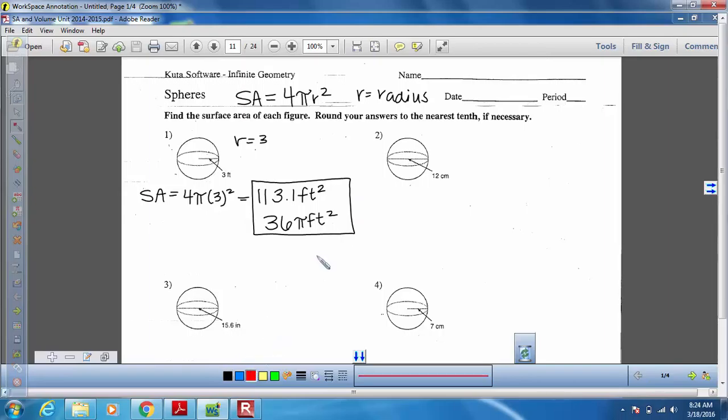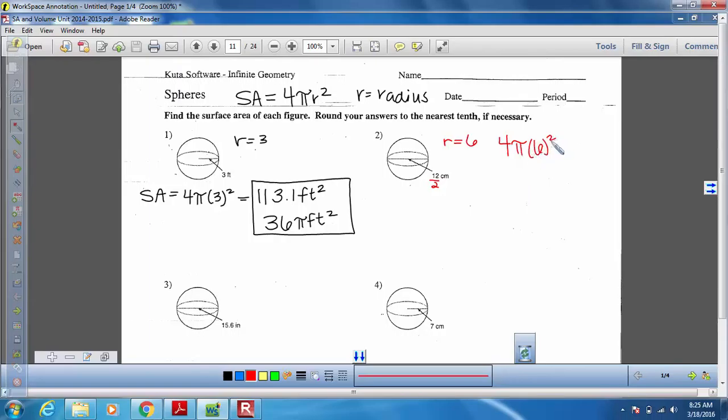Alright, let's try another one. So in number 2, if you notice, this line goes all the way across, which means it's the diameter. So to find the radius, we'd have to divide this by 2, which means our radius is 6. So we're going to plug straight into this formula. We're going to do 4 pi times 6 squared.